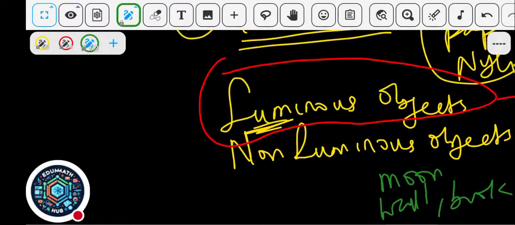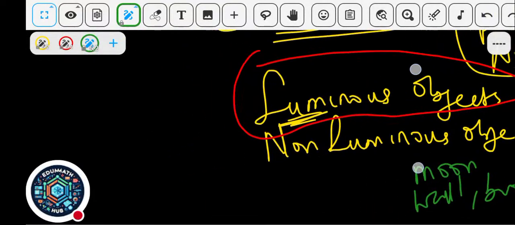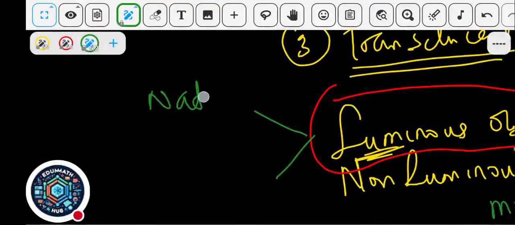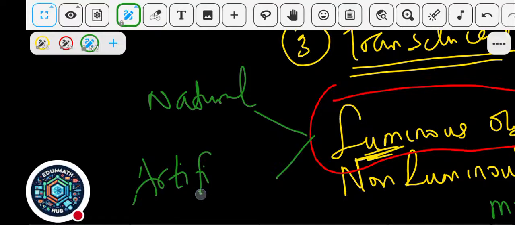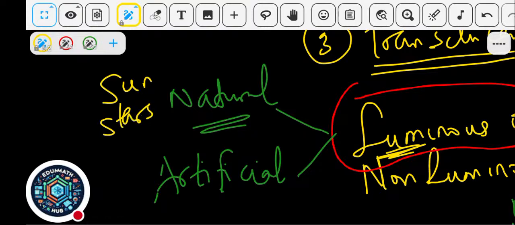Also, these luminous objects that we said are objects that can give out their own light can also be broken down into two. The first one is natural luminous objects and artificial luminous objects. Now, what are natural luminous objects? These are objects that can give out light naturally, as in God made them like that. So you have sun and stars. These are two popular examples, sun and stars. They are natural luminous objects.